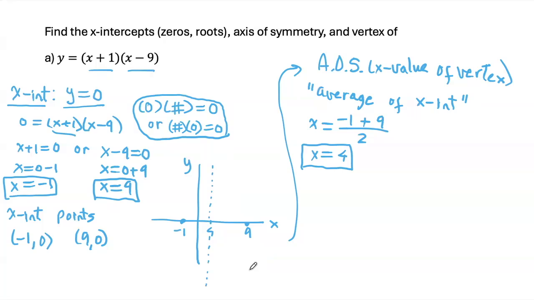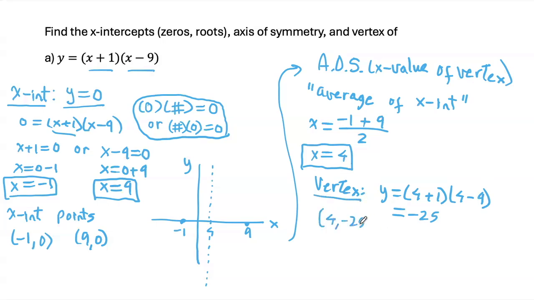And I just need to know what's the y value for the vertex. So to get to the vertex, we take the x value of 4, plug it into the equation. So we have 4 plus 1 times 4 minus 9 gives you a y value of -25. And that tells you your vertex is the point (4, -25).